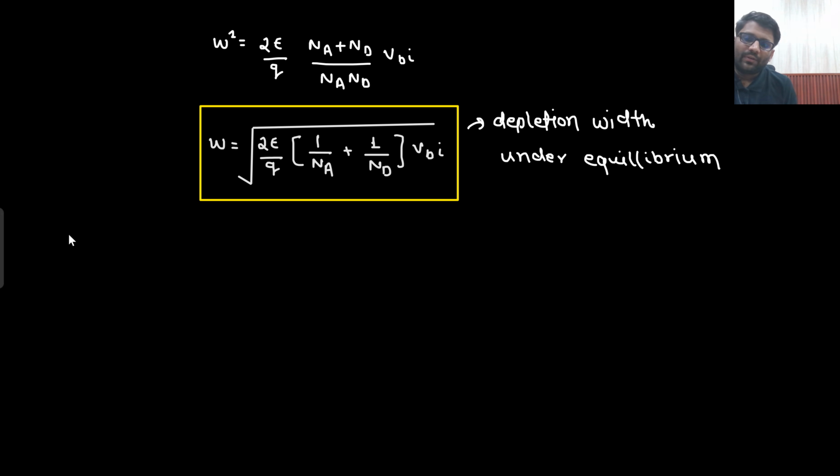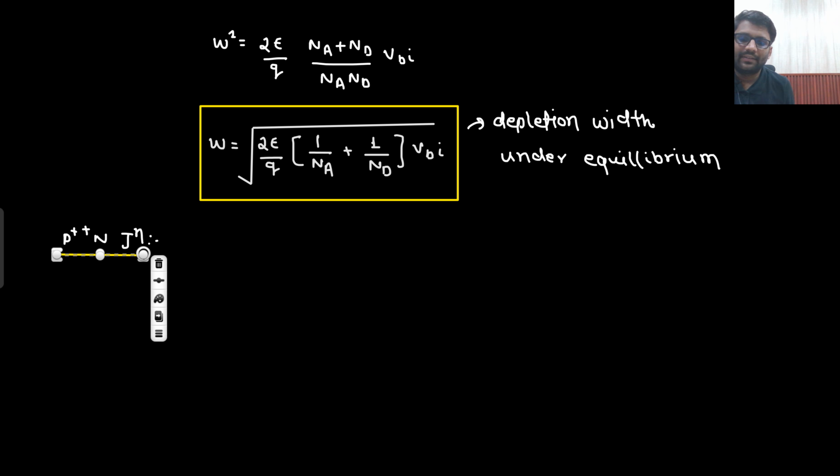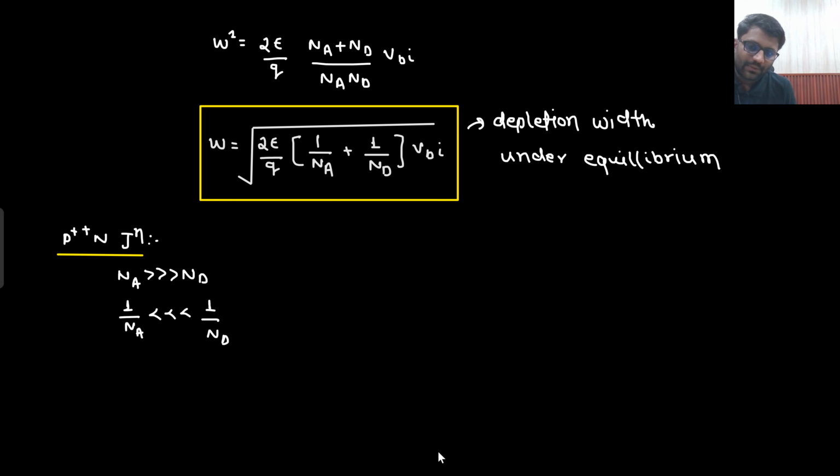Now let's talk about, let's just say I am having p plus n junction. What is the meaning of p plus n junction? That means Na is very much greater than Nd. Some special case we are seeing, nothing else. Na is very much greater than Nd. That means 1 upon Na would be very much lesser than 1 upon Nd. Say yes or no.